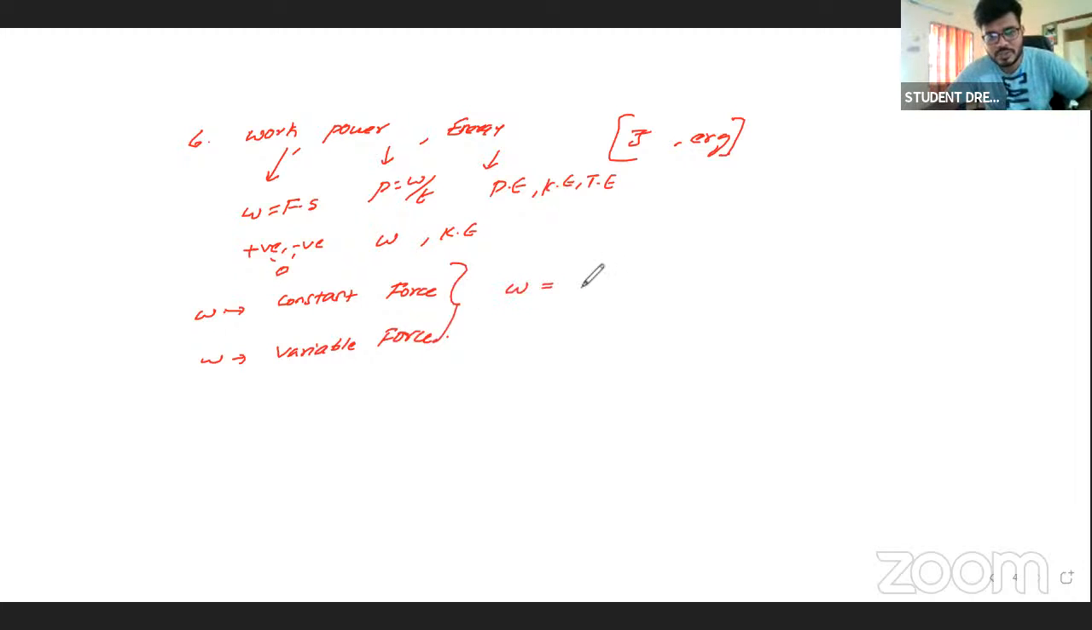So W is equal to change in your kinetic energy, which is equal to your kinetic energy final minus kinetic energy initial. Very important case. After that, we are going to discuss your energies, conservative forces and non-conservative forces, these two terms. Conservative forces are independent of path, and non-conservative forces are dependent on path.